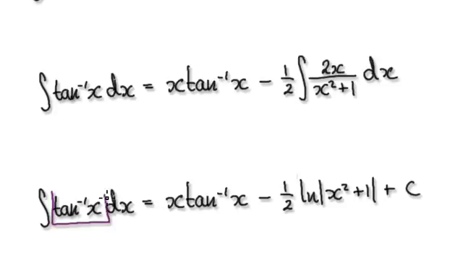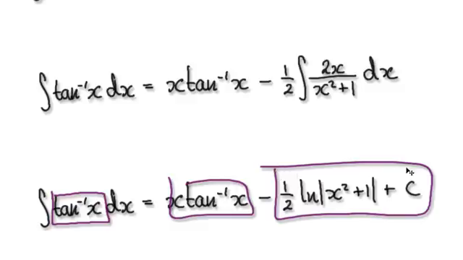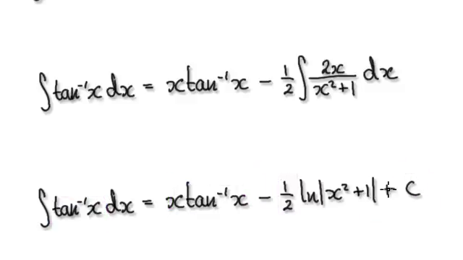If you want to integrate the inverse tan of x, then it will be x times the inverse tan of x, and then take away this thing here, plus a constant. Okay.